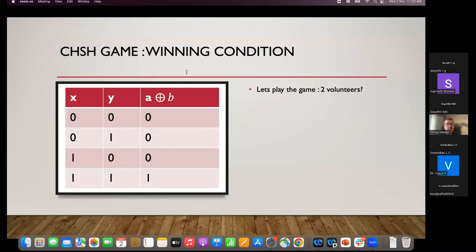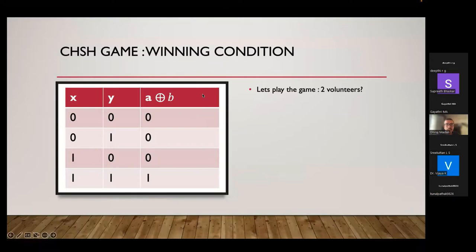Supreet, your response. Deepthi, your response. So okay, it's fine. Here essentially I gave the input 0 to Supreet and 1 to Deepthi, and Supreet responded with a 0 and Deepthi responded with a 1. So basically we were in the case that Alice received a 0 and Bob received a 1, and the outputs are also 1 and 0, which means that their XOR is going to be 1, not 0. So in this sense, they have lost the game.